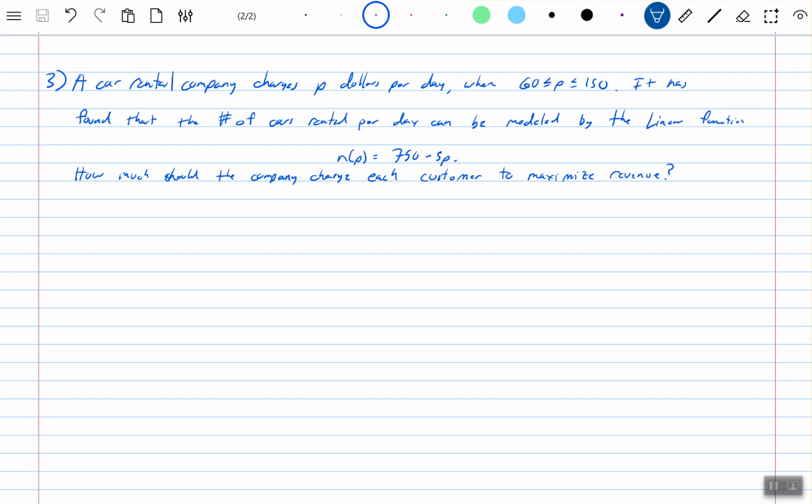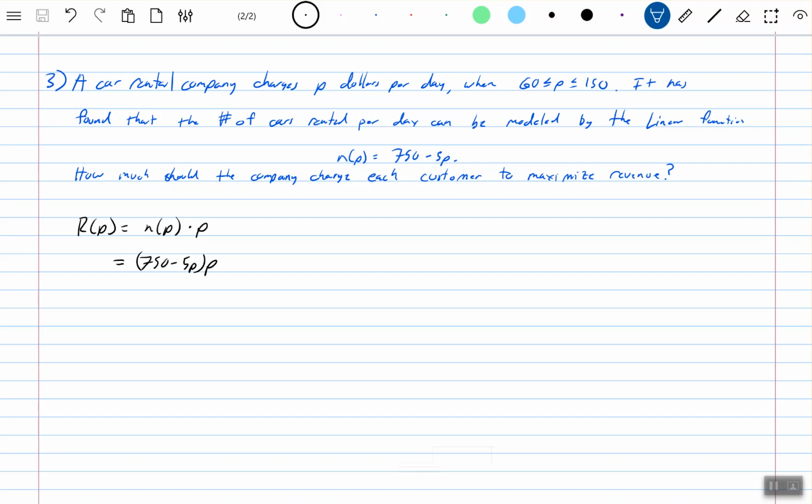N of P. So we can actually build our own revenue function R of P, which is equal to N of P, so the number of cars based on the price, times the price per car. But what is N of P equal to? 750 minus 5P, times P. So our revenue can be calculated by 750 minus 5P, that's the number of cars, times the price per car. So now we have our revenue function. This is the function that we wish to maximize.